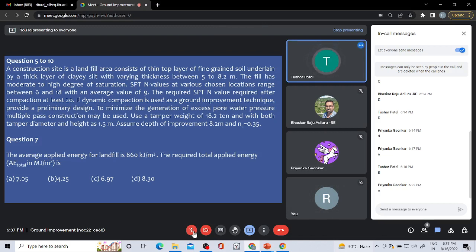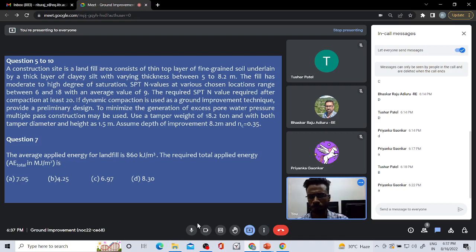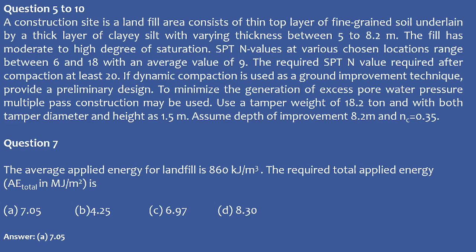Again, option A. Option A. Guys, any problem with the previous question which we have solved? So yeah, answer is option A. So the total energy given is the applied total energy.